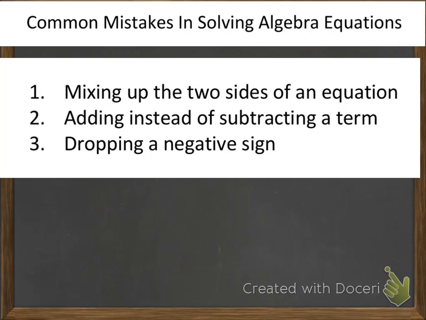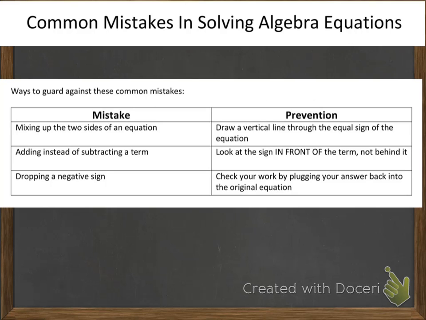This video will discuss 3 common mistakes that occur when solving algebra equations. The first is students sometimes mix up the two sides of an equation. Secondly, they sometimes add instead of subtract a term. And thirdly, it's common to drop a negative sign. There are different ways to prevent each mistake, and as we go through this video, we will discuss each mistake and how to prevent it.